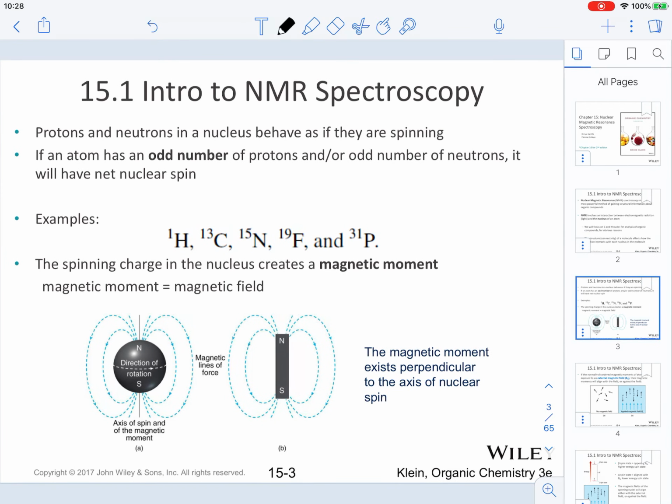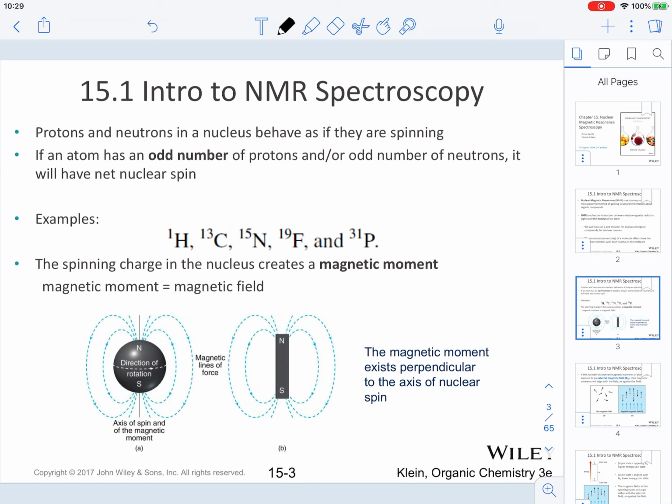In general chemistry, you learned that there are subatomic particles present in atoms. Those include protons, neutrons, and electrons. And we are going to be talking about in this chapter how these subatomic particles are involved in this type of spectroscopy. First, we must establish that protons and neutrons, which are the subatomic particles that live in the nucleus of an atom, behave as if they were spinning.